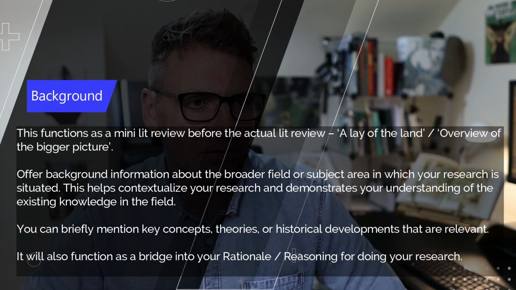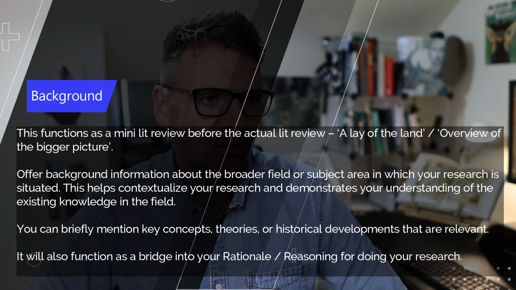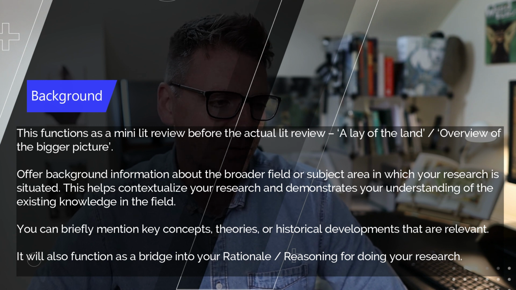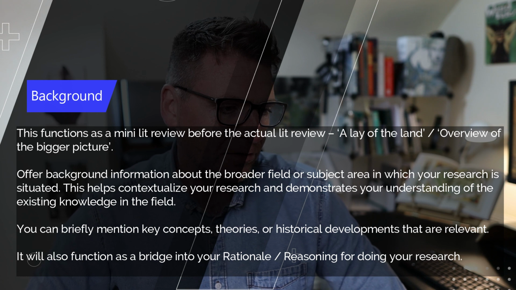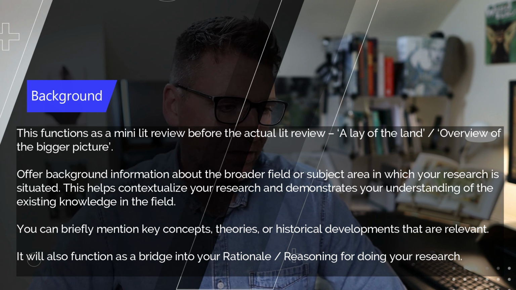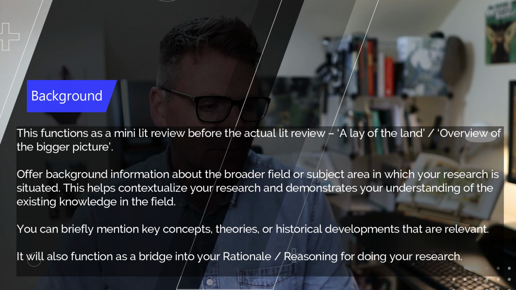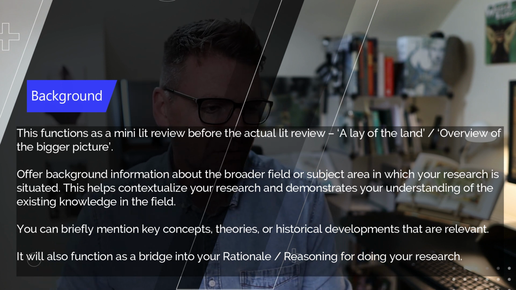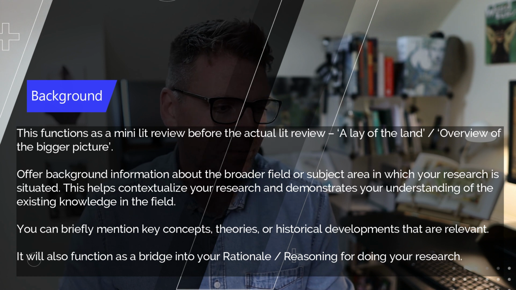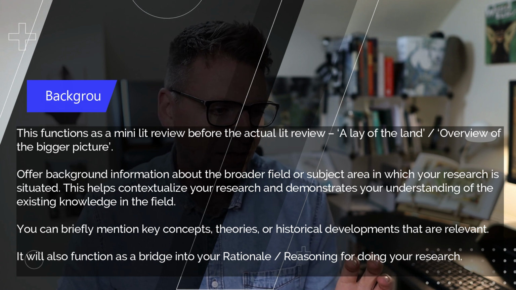It functions as a lay of the land or an overview of the bigger picture. So you're basically looking to put in some details that are going to appear in the lit review, but not so much that it becomes its own little literature review. In this section, offer background information about the broader field or subject area into which your research is situated. So that helps contextualize your research, shows a little bit of understanding, gets people sort of ready for what's to come. And as I mentioned earlier on, that's going to dovetail into the rationale, reasoning for doing your research. So you've identified a gap, you've sort of said to yourself, okay, well, I think there's merit in pursuing this line of thought.